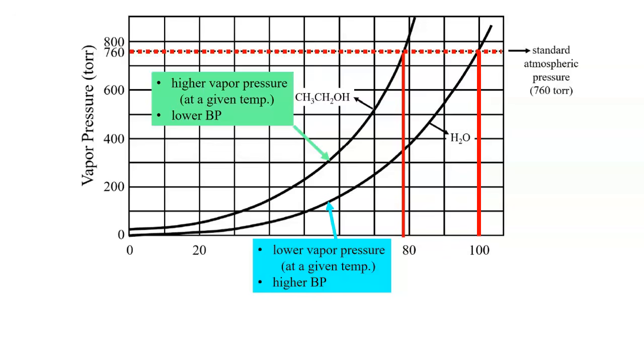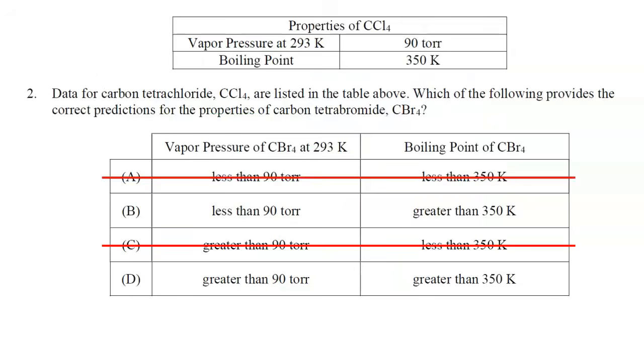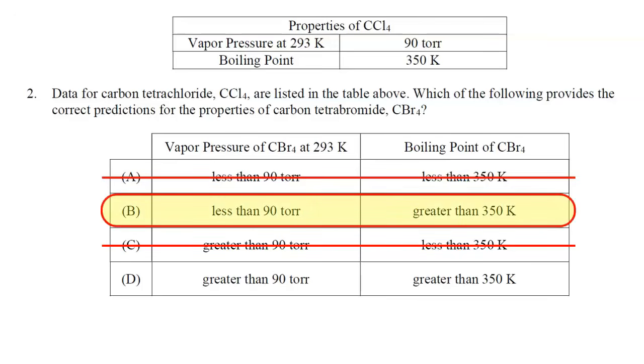Now let's go back and finish the answer to question 2. We already know that CBr4, based on its larger electron cloud and greater polarizability, should have a greater boiling point than CCl4. And because of that inverse relationship between vapor pressure and boiling point, the correct answer to question 2 is B. A greater boiling point would be associated with a smaller value for vapor pressure at a given temperature. So the correct answer to question 2 is B, less than 90 torr for the vapor pressure and greater than 350 Kelvin for the boiling point.